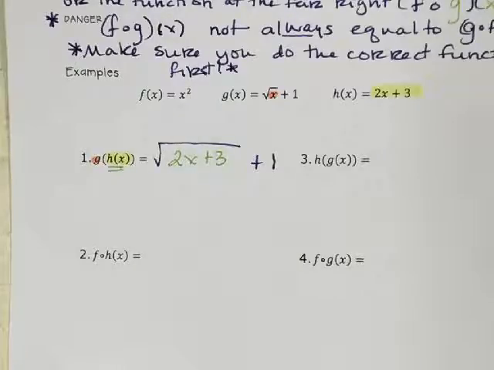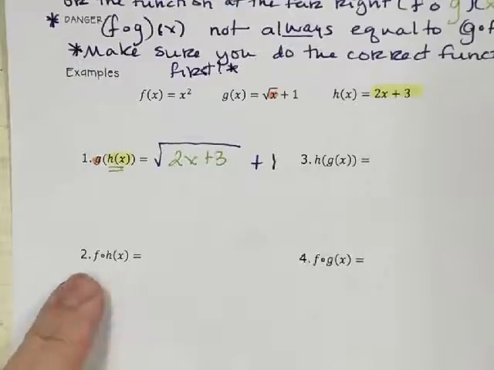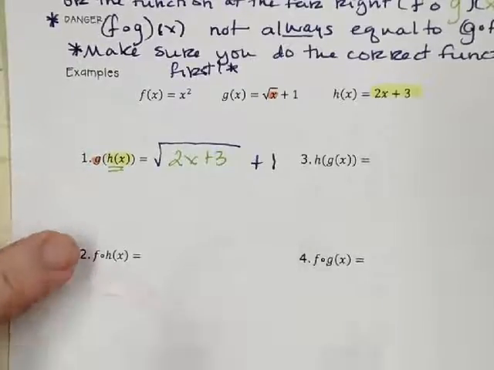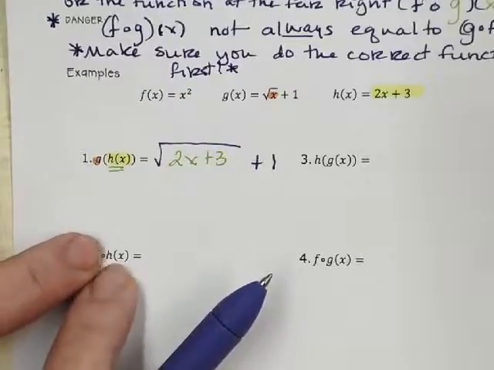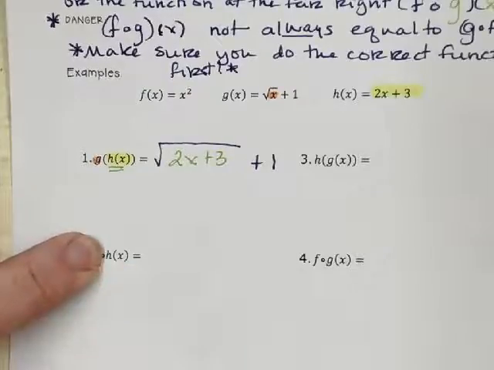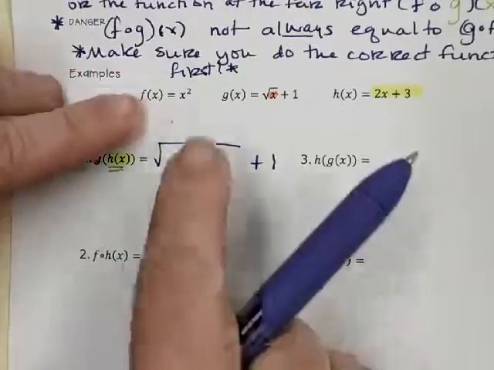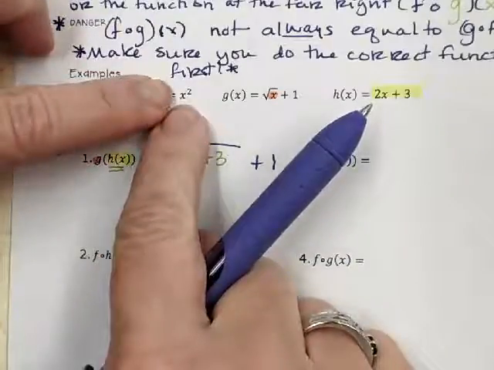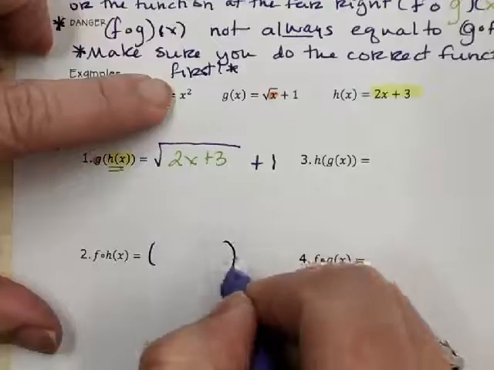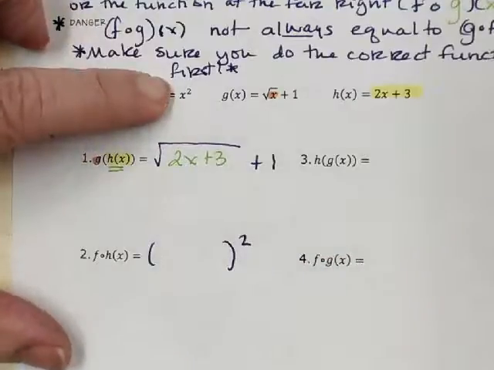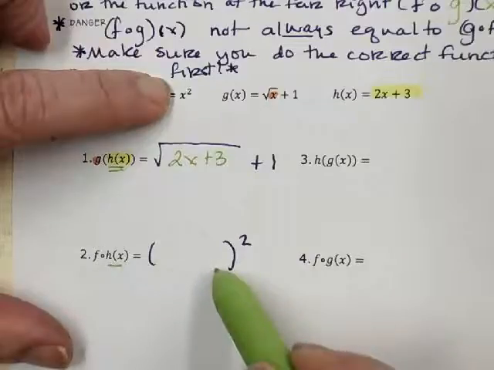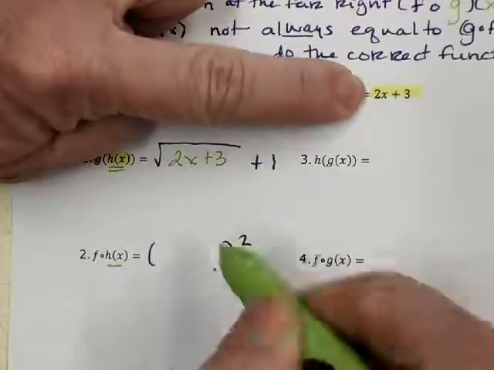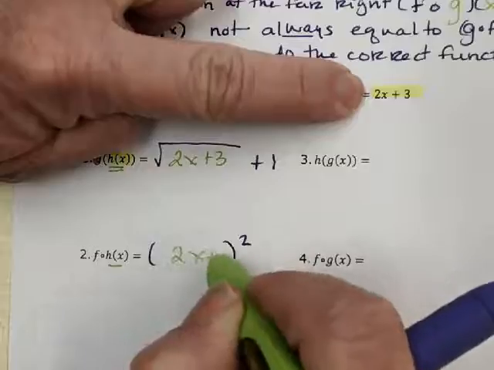So, look at number 2, f of h of x. That means that the f function is going to consume the h function. The h is going into the f. So my f function is x squared. So here's what I do. It's x squared. And then I take my h function and put it inside right here. My h function is 2x plus 3.